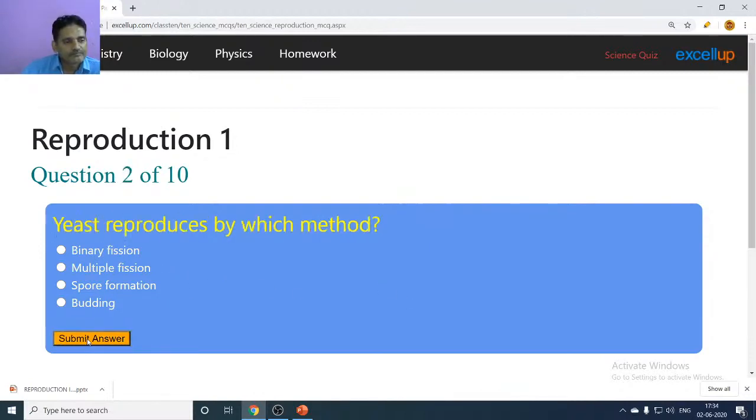Yeast reproduces by which method? Yeast is a unicellular fungi. It undergoes reproduction by budding. Most of the fungi undergo spore formation, so here especially yeast is mentioned. So budding is the process of reproduction in the yeast.